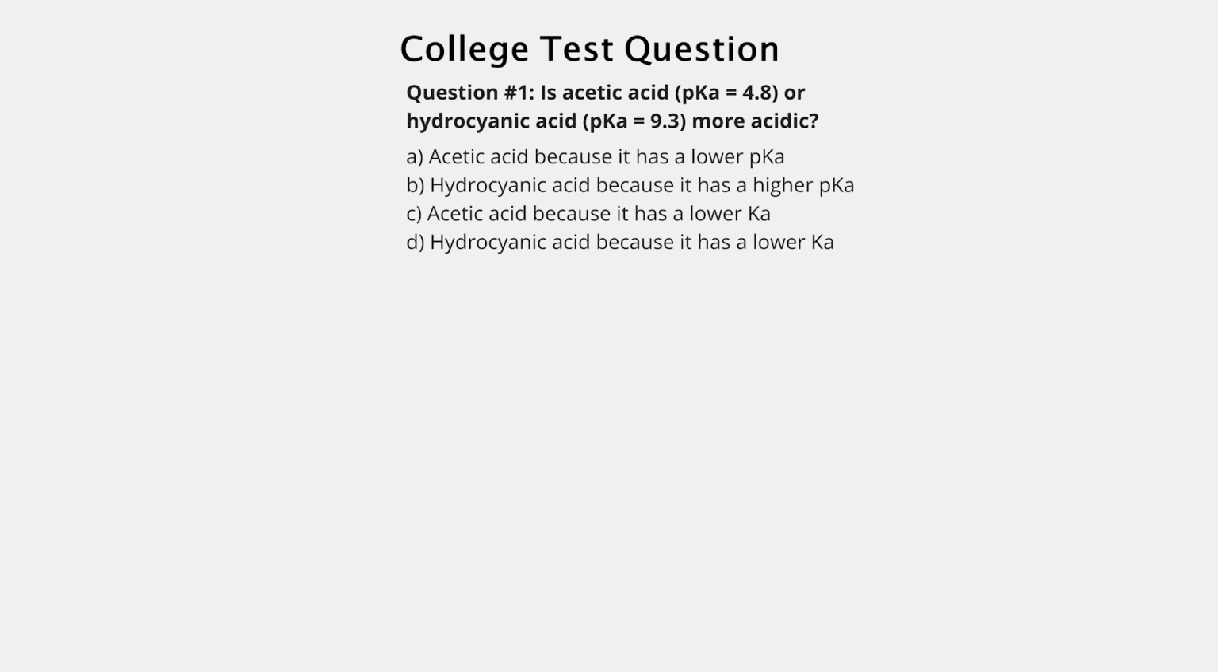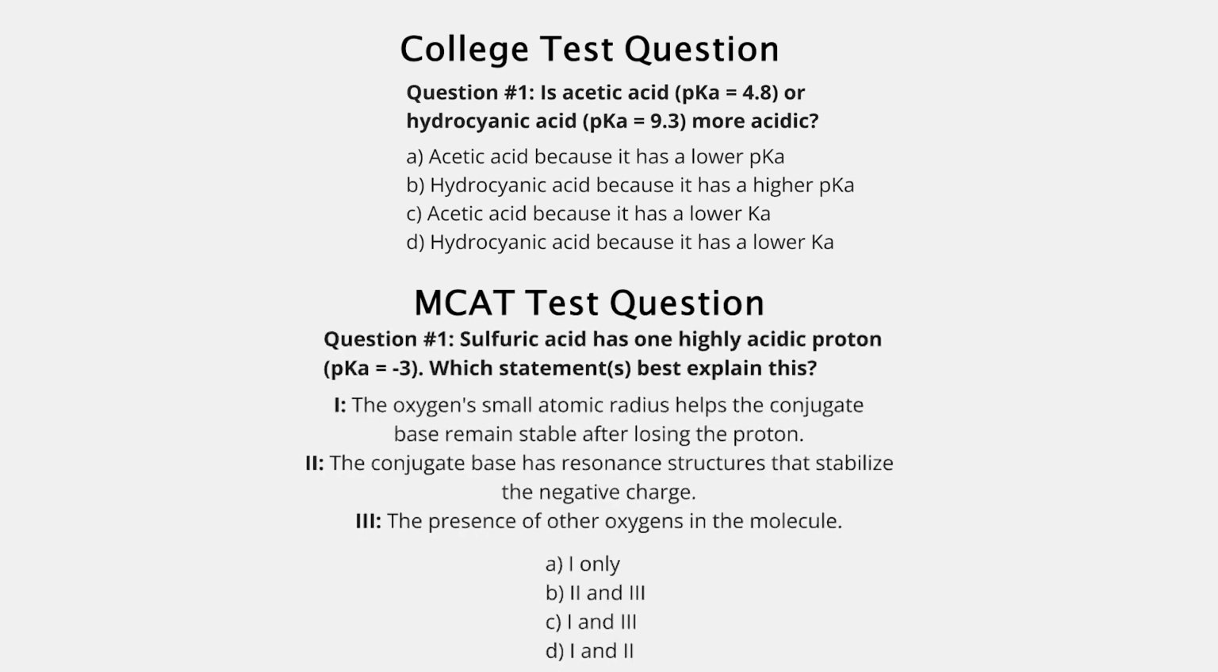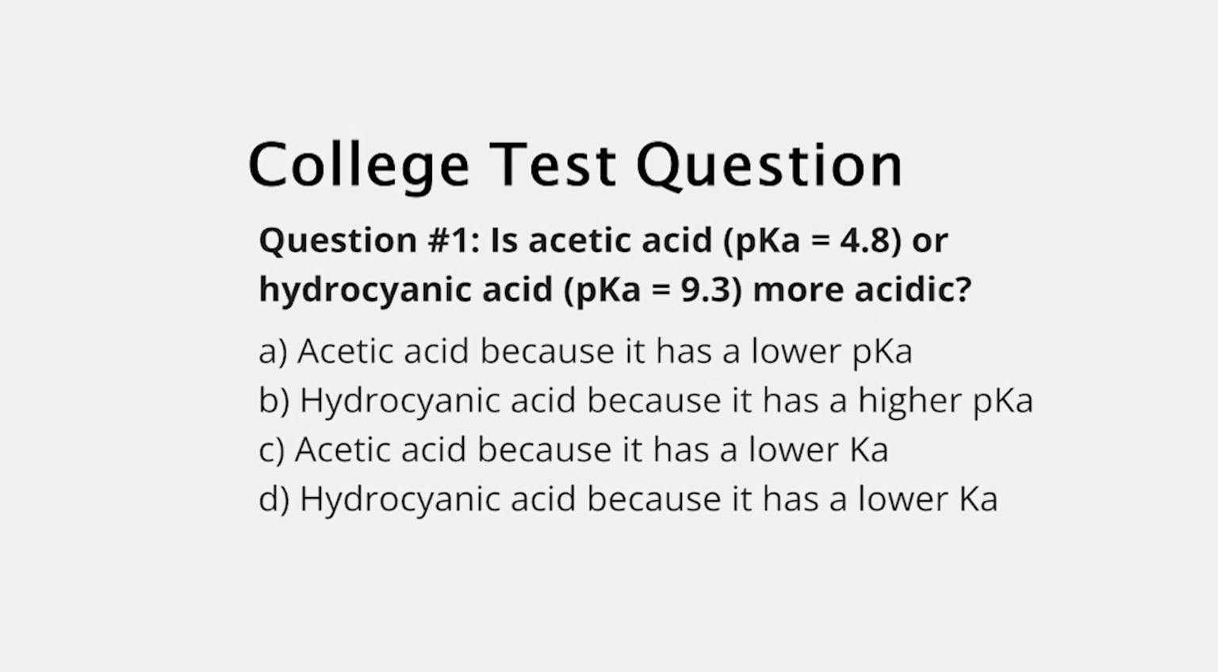So first, let's look at two example questions to show the difference between a standard college test question and a typical MCAT test question. Both questions are going to ask you about how an acid's strength relates to its pKa value. First, let's look at a typical college-style test question. This question requires you to know that the lower the pKa is for an acid, the more acidic it will be. If you know this fact, then you can easily choose option A as the correct answer.